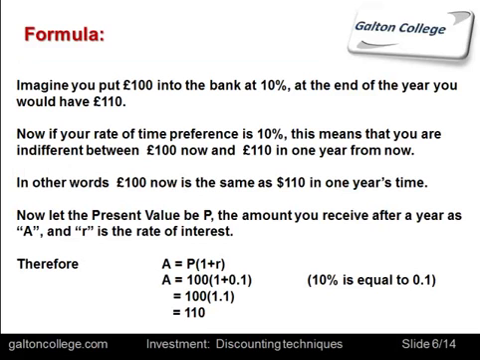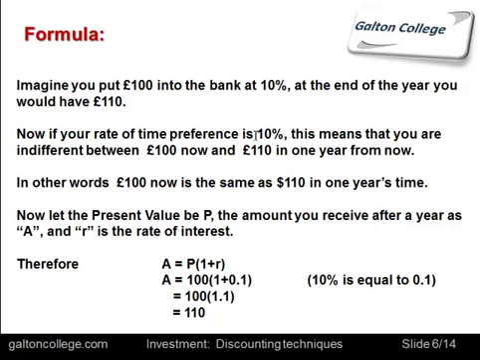Let's look at the formula for a start. Imagine, I'll put the cursor back on the screen. Imagine you put £100 into the bank at 10%. At the end of the year, you would have £110. Now, if your rate of time preference is 10%, in other words, you need 10% to compensate you for saving, for not spending the money now, for having the money in a year's time, this means that you will be indifferent between £100 now or £110 in the future.